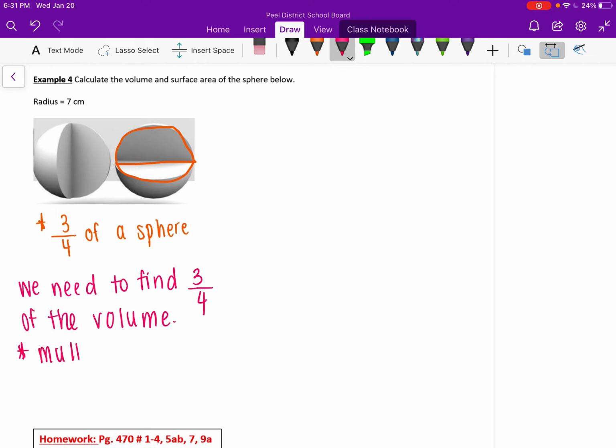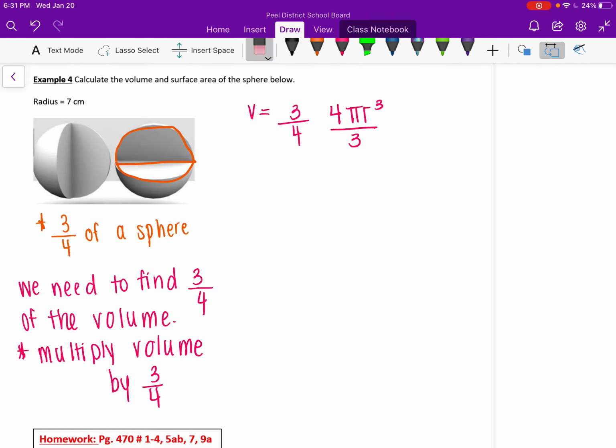Multiply volume by 3/4. If I want to find out how much 3/4 of something is, I just multiply it by 3/4. So let's do this. My volume is equal to 3/4 multiplied by 4 pi r cubed divided by 3. That's just my equation, right?